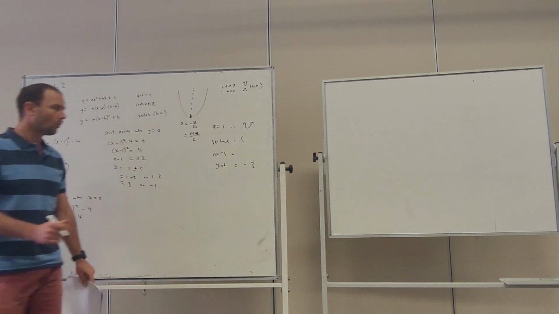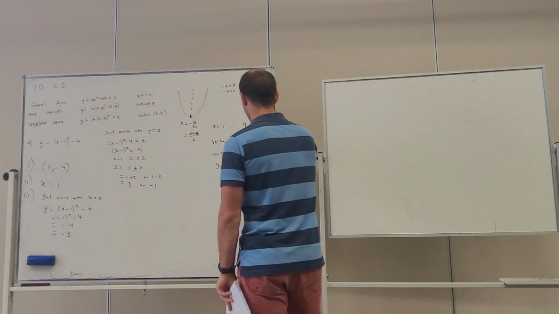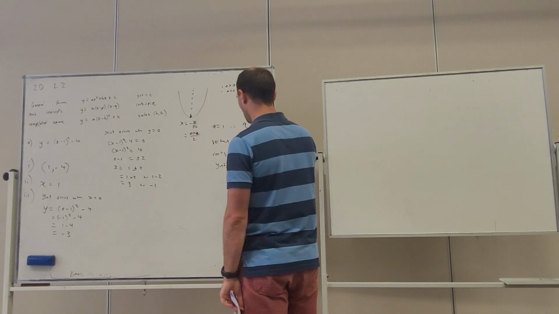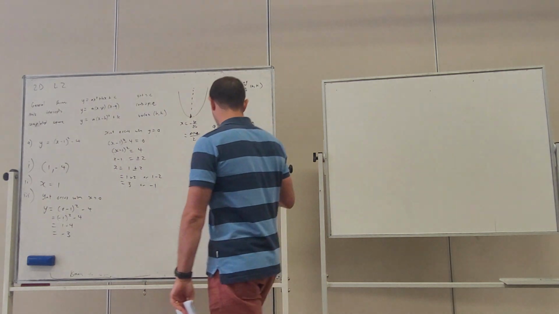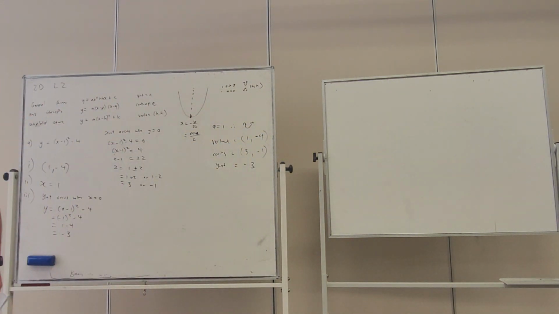Very good. So we've got all the information we need, don't we? We've got the vertex, x is 1, y is minus 4. We've got the roots, x is 3 and minus 1. And we've got the y-intercept. So we're ready to put all of that information on a graph.